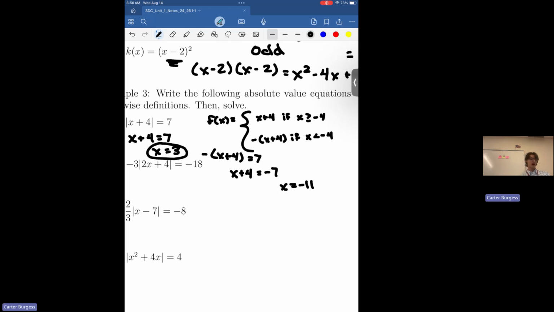Okay. First of all, let's check to make sure that this is a valid solution. Right. Do we fit this definition if we are at -11? Yes. Notice -11 is in fact less than -4, and so we are good to use this definition for getting this solution. And so x equals -11 is in fact a valid solution. It's kind of a nice little gut check to make sure of that.